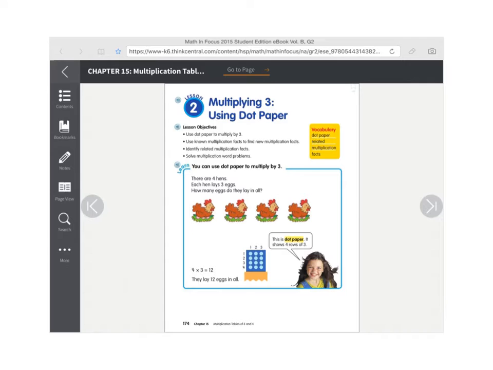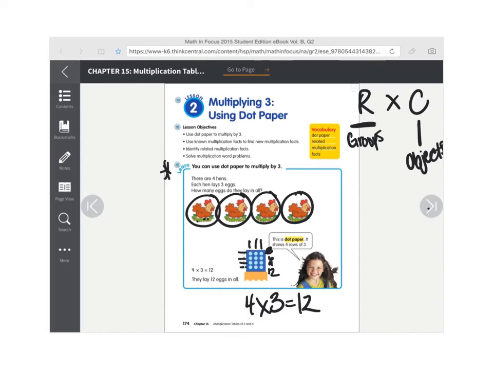So the number of groups is 4, right? So I know I need 4 rows. 3 eggs are the number of columns, so I need 3 columns. So I can use my array or my picture to help me skip count to solve this problem. So I would hold up 4 fingers and skip count by 3, or I could use my array to help me skip count. So 3, 6, 9, 12. So 4 times 3 equals 12. Okay, so that's how I use an array. All right.